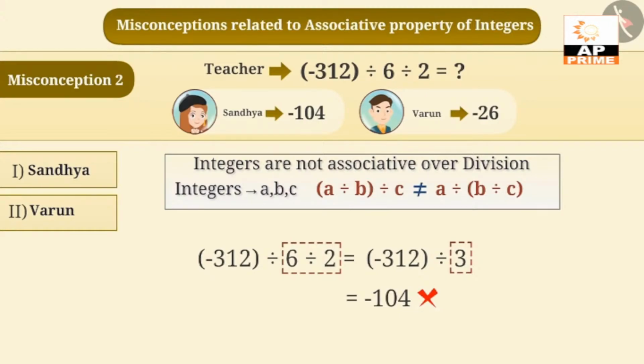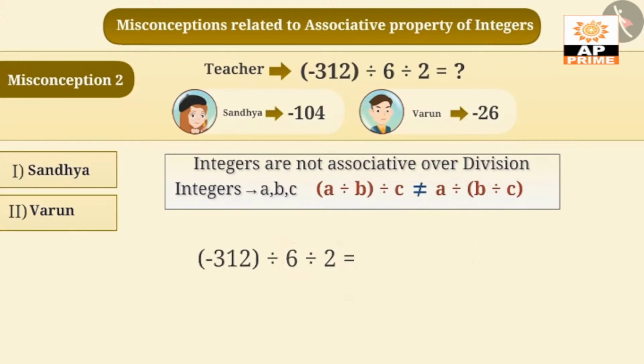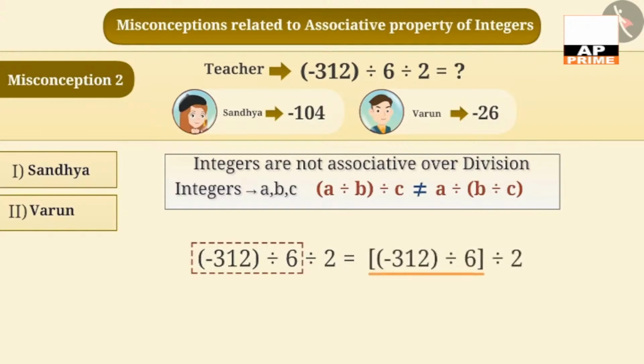Hence, to solve the given example, we cannot make a group of 6 and 2. To solve this, first, we have to make a group of minus 312 and 6. The result of this group is minus 52. Then, we have to divide minus 52 by 2. By doing so, the correct result is minus 26. Therefore, we can say that Sandhya has given an incorrect answer and Varun has given the correct answer.